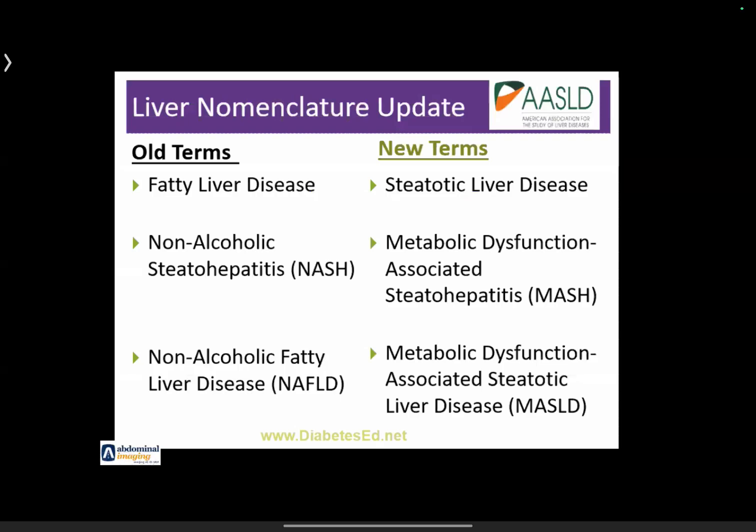So first of all, there is a change in terminology. Earlier we used to call it non-alcoholic fatty liver disease, but now it's changed to steatotic liver disease. Steatohepatitis is now called metabolic dysfunction associated steatohepatitis, because they wanted to remove the alcohol thing from the title. And non-alcoholic fatty liver disease is now called metabolic dysfunction associated steatotic liver disease. So MASLD and MASH.